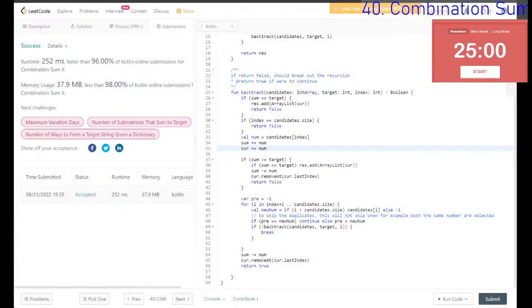Oops, for some reason, this candidate is candidates of index I. I always forget. And it has an S at the end. And down here, I also called it candidate. You can tell that I'm pretty sleepy right now, but hopefully those are all the typos that I had.